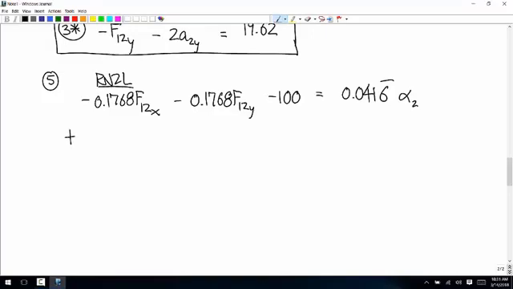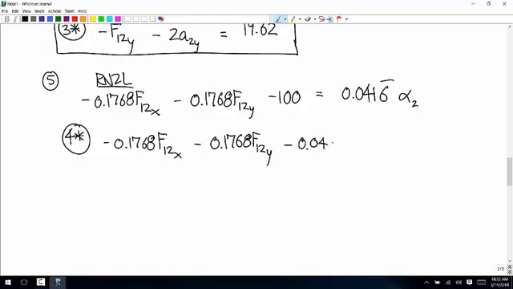So that gives equation 4 star that says negative 0.1768 f12x minus 0.1768 f12y minus 0.0416 repeating times alpha 2 is equal to positive 100.